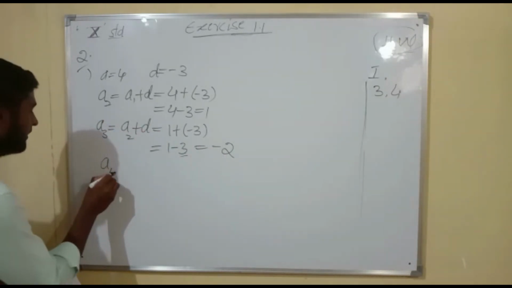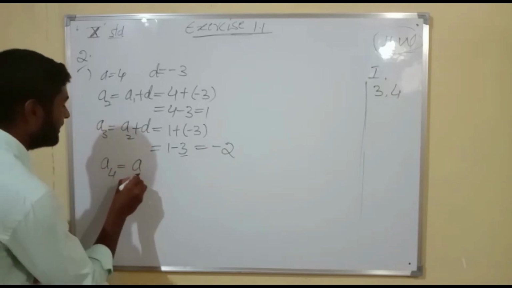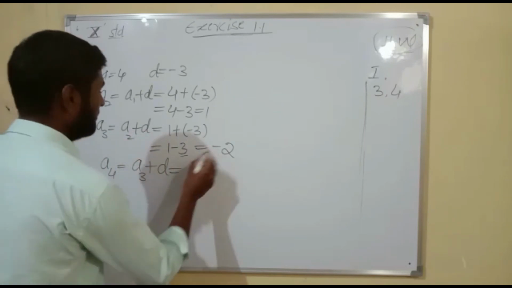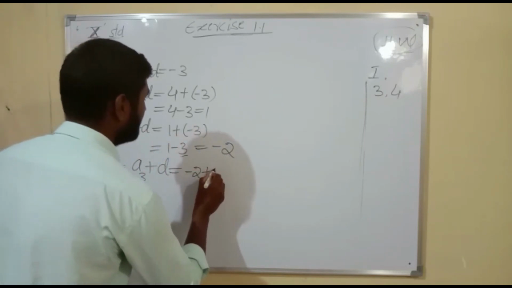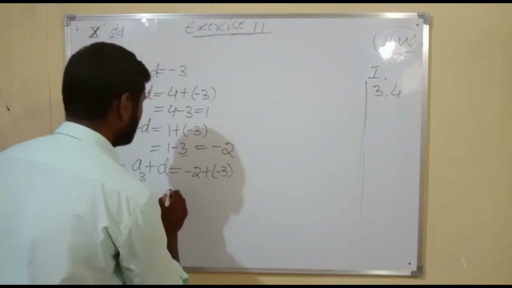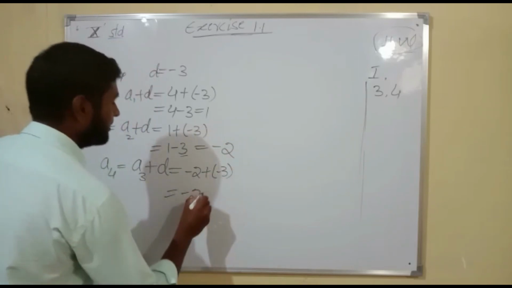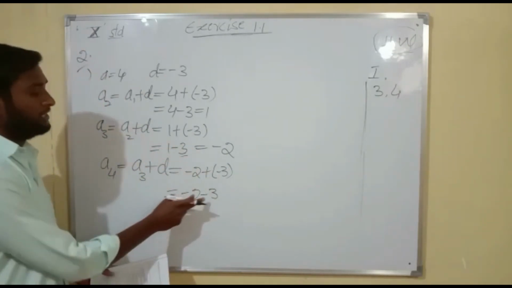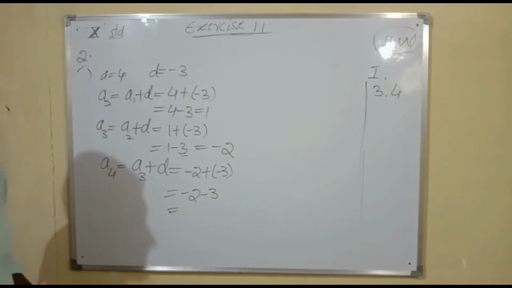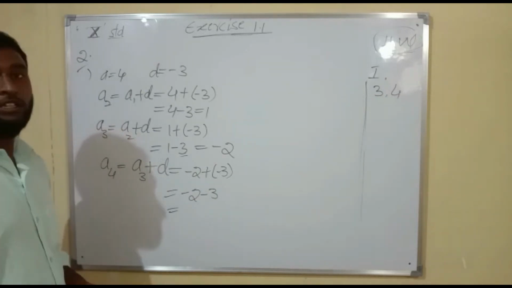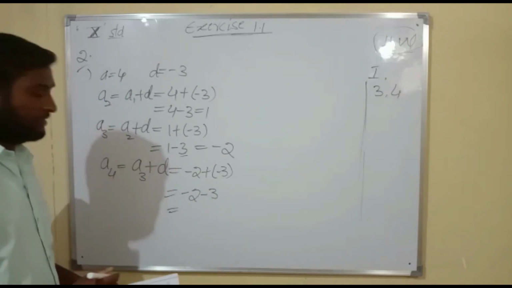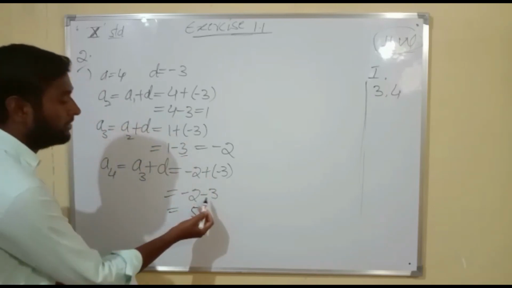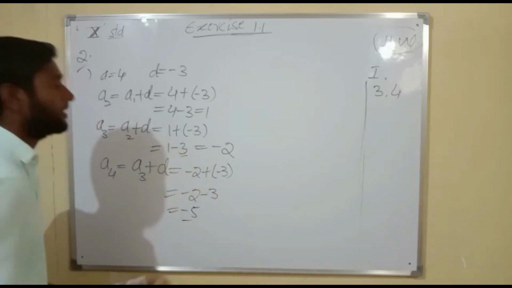Okay, let us see the A4. It is A3 plus D. A3 means we know minus 2 it is, plus D means of minus 3. Okay, minus 2 plus into minus it is minus 3. Okay, so when the numbers are having the same sign, we have to add. Again we have to put the sign which the bigger number is having. See, 2 plus 3 is equal to 5. The sign behind the bigger number is minus, so it is minus 5.